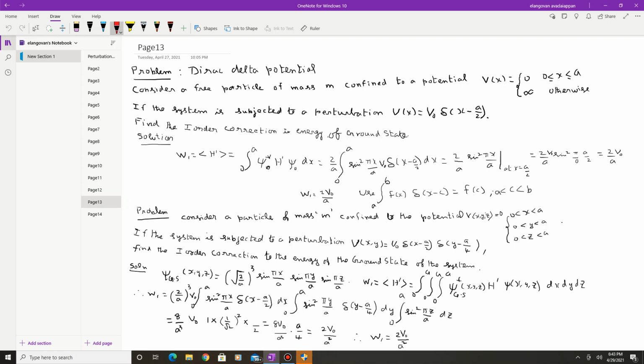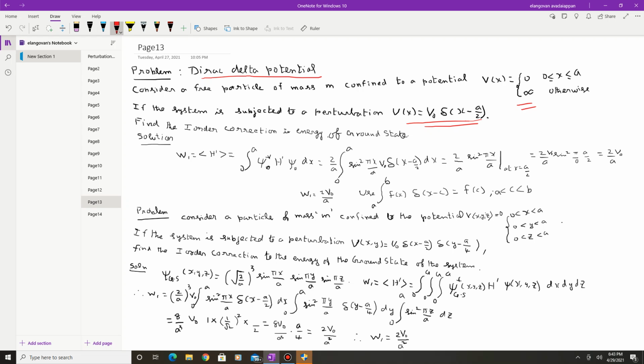Now let us do a problem using a Dirac potential, because this type of problem is often asked in the NET examinations. Here a particle of mass m is confined to a potential. This is V(x), this potential. This is the potential well. The perturbation is given like this. This is a Dirac delta potential.